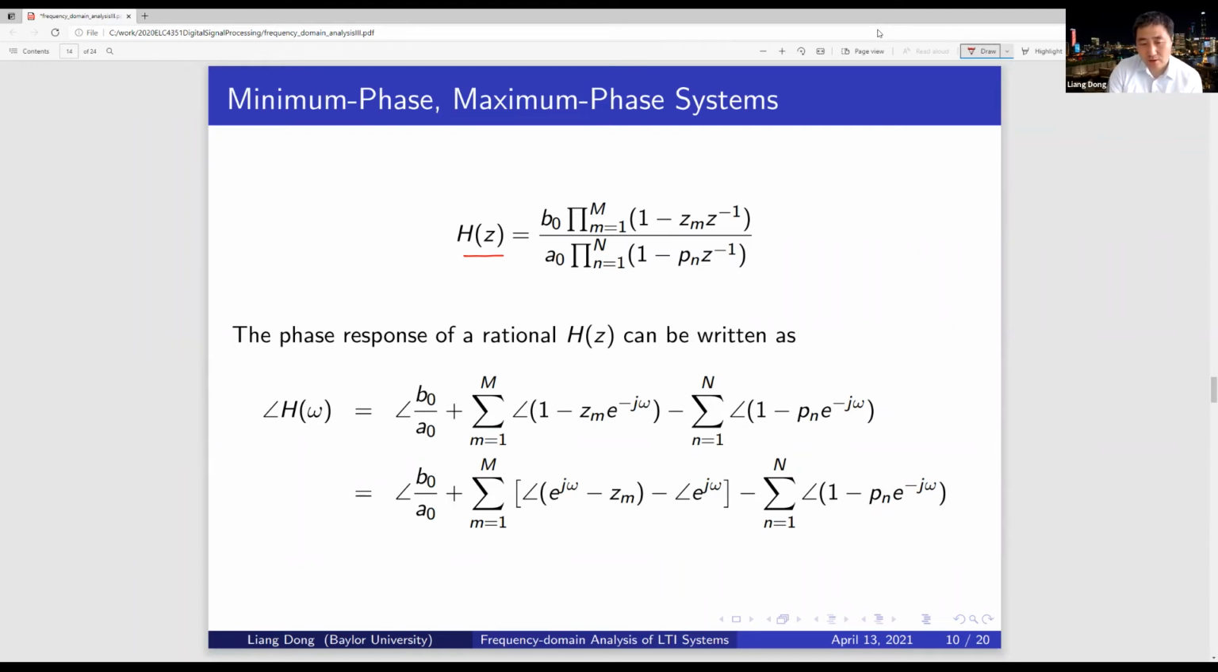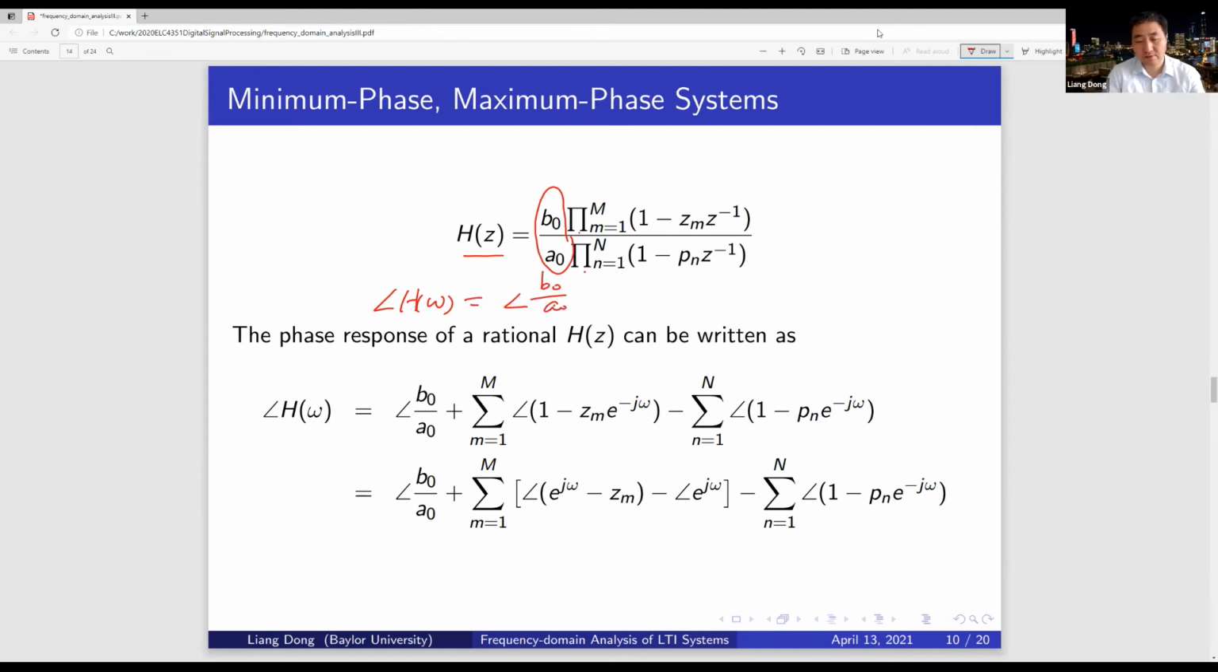The phase response of a rational H(z) can be written in the following way. So the phase is the angle of H(omega). We are looking at the phase first, this term. We multiply by this term, the entire product multiplied by this. This is a constant. So if I'm calculating the phase, I put the phase of this constant first.